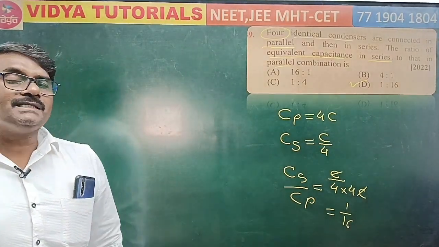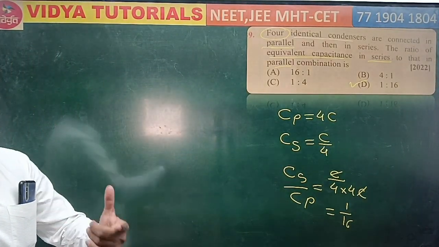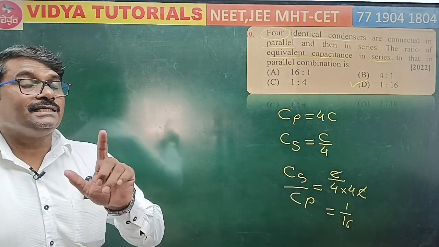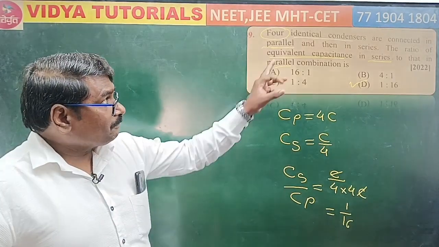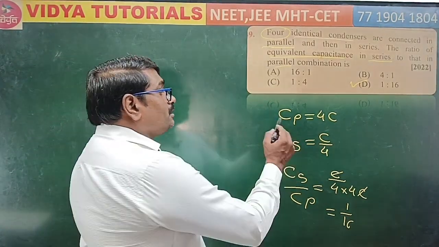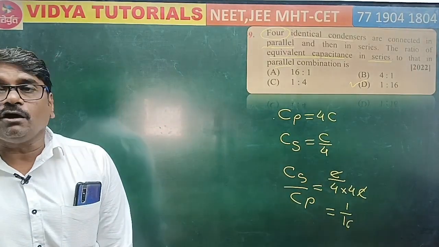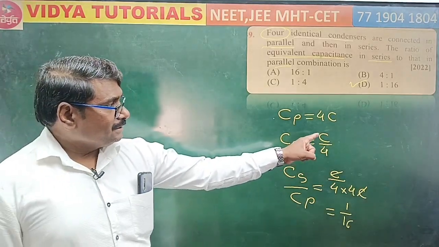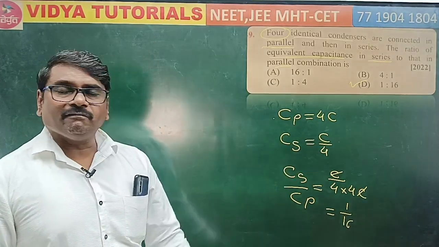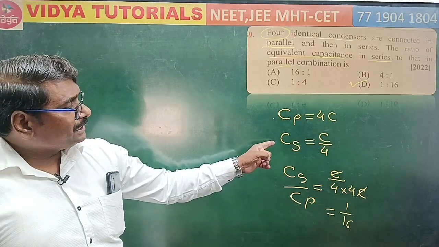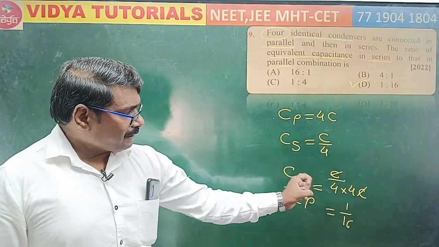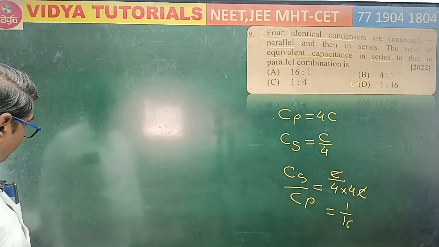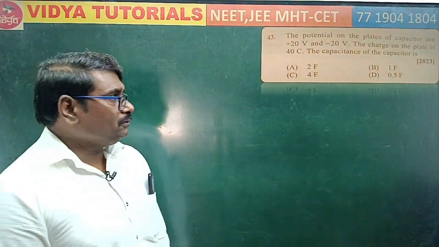Read carefully. The problem is that four identical capacitors or condensers. Keep in mind, identical means each capacitor has the same value. Four capacitors are first connected in parallel. We know the general formula Cp is equal to 4C because each capacitor has the same value. Next, they are connected in series, C upon 4. Four capacitors, divided by 4. The question is to find the ratio of Cs to Cp. Cs is C by 4, Cp is 4C, so multiply by 4C, C cancels, 1 by 16, and therefore 1:16.